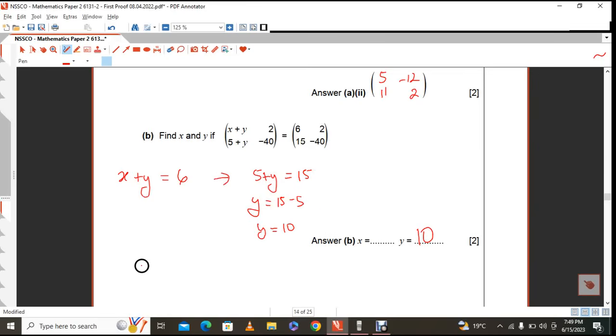Okay? So if that is the case, then x plus 10 should give you 6. That implies that x should be a negative number. So that is 6 take away 10. Well, that is nothing but negative 4.